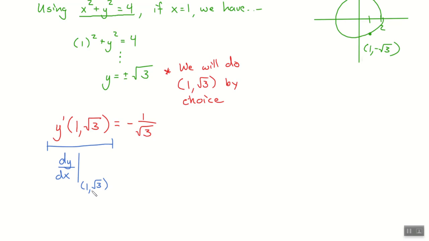Which one do you prefer, purely out of curiosity? The red one? It feels more natural. This one we will see again, it shows up in another place. So let's check it. Do we have it? What's the slope at 1 comma root 3?